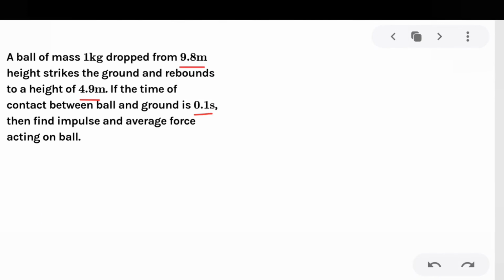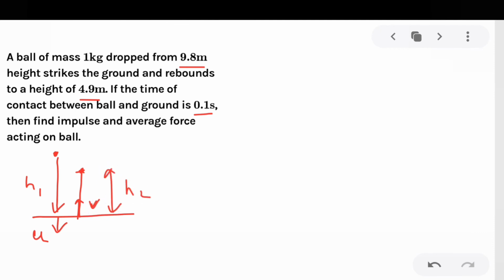Okay, so suppose this is the ground. Now the ball is dropped from a height h1. So it strikes the ground in the downward direction with velocity u. Okay, then it rebounds with velocity v, and then it reaches this height h2.